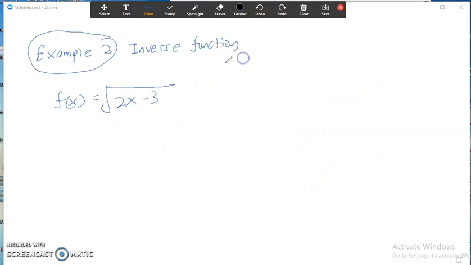Okay, how do we inverse this function now? This one I just put here question number 2. Same steps. Step 1, we introduce a variable, right? So we just put here y, copy and paste, square root of 2x minus 3. And then step 2 is make x the subject.